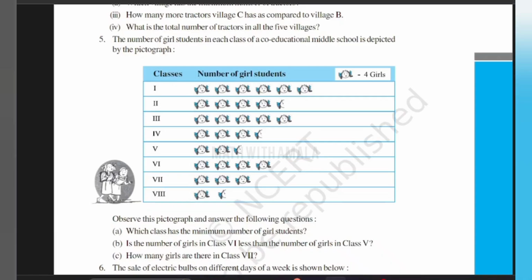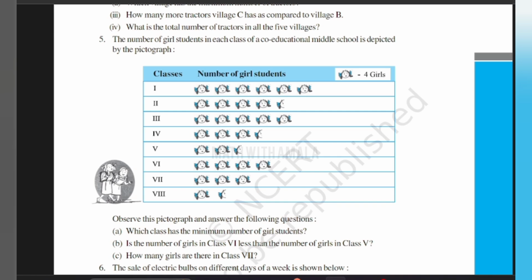You can move to this question. Question number 5 of your textbook, from the exercise portion. The number of girl students in each class of a co-educational middle school is depicted by the pictograph. There we have only girl students, and you can see that the picture has some full girl figures and also half faces, and one face represents 4 girls. When it is cut in half, it represents only 2 girls.